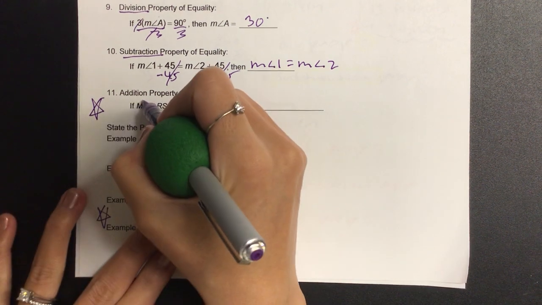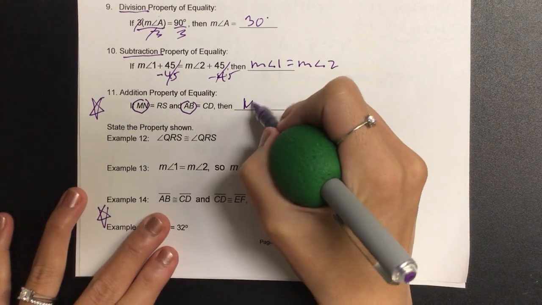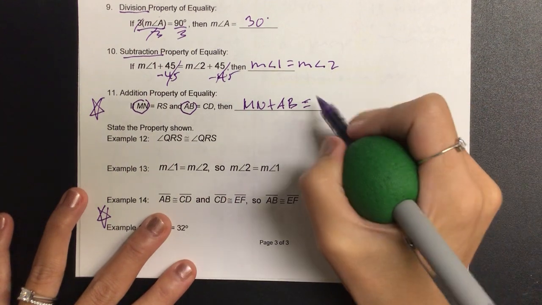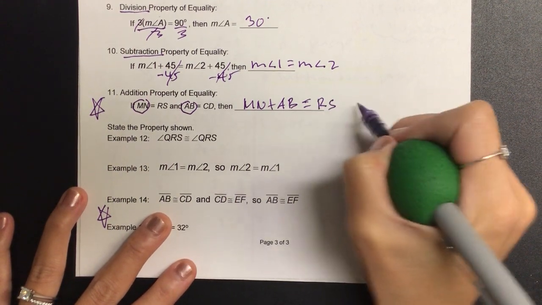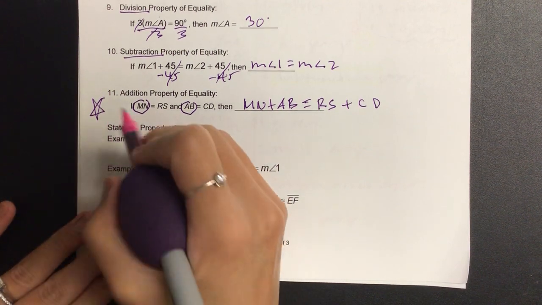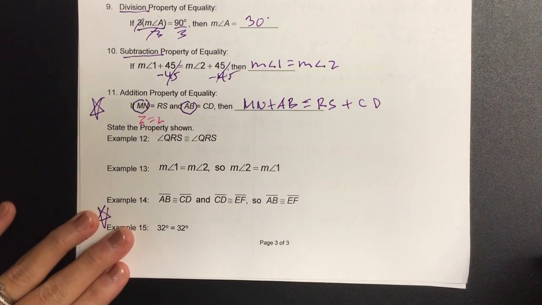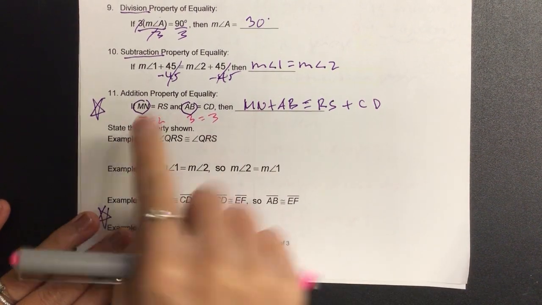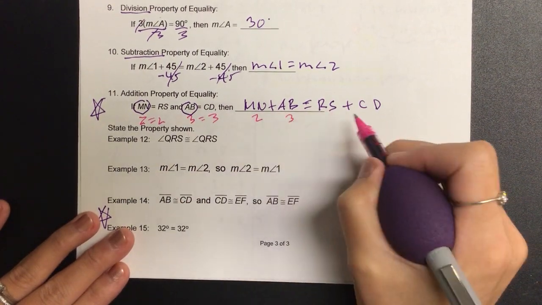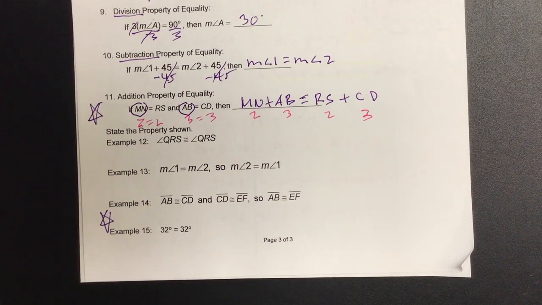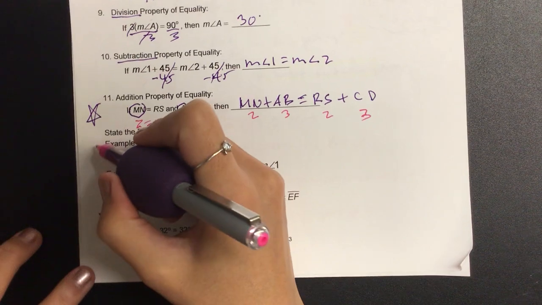Good? So let's circle the first piece and add them. MN plus AB. It's going to equal what plus what? RS plus CD. And if you're like, well, I need a concrete example, I'm going to give that to you. Is 2 equal to 2? Okay. Is 3 equal to 3? Okay. So MN is 2, AB is 3, RS is 2, CD is 3. Is that statement true now? Yeah. All right, let's try 12, 13, and 14 with the partner. Go.